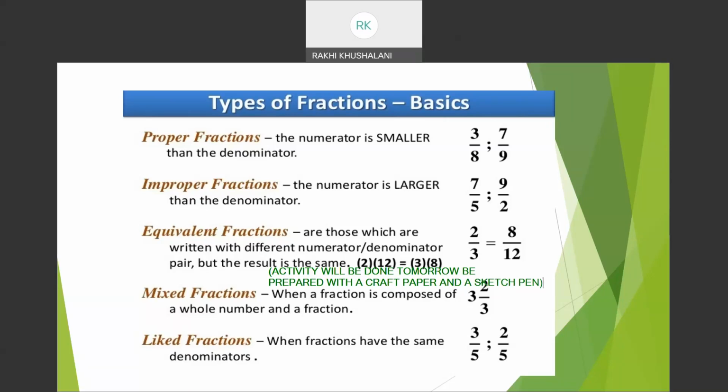Now let's go to proper fractions. The numerator is smaller than the denominator. For now, you just know this much. Ahead, in figures with diagrams, I'm going to explain more. Improper fractions are the numerator is larger than the denominator.